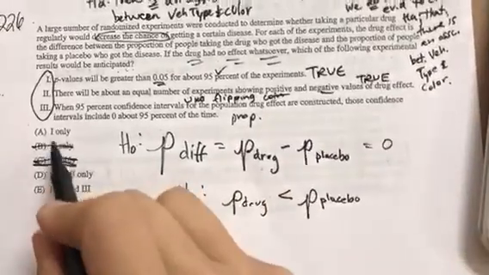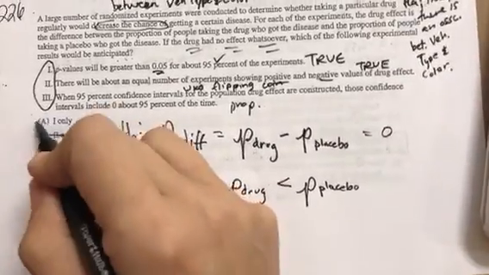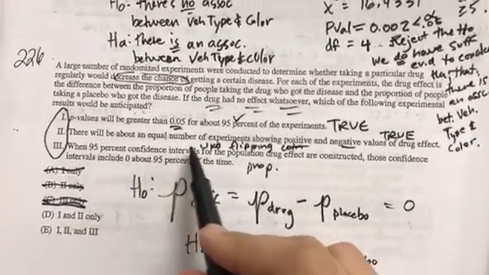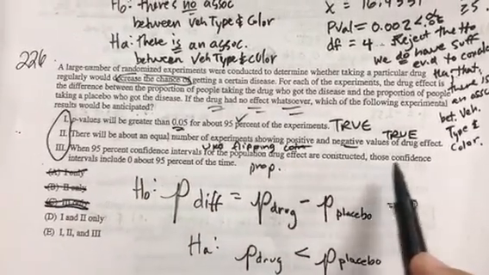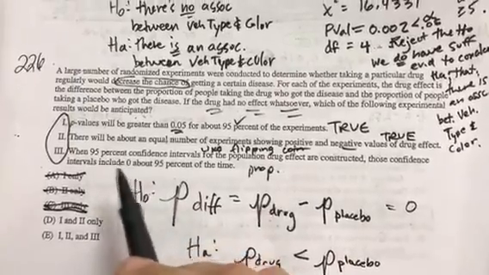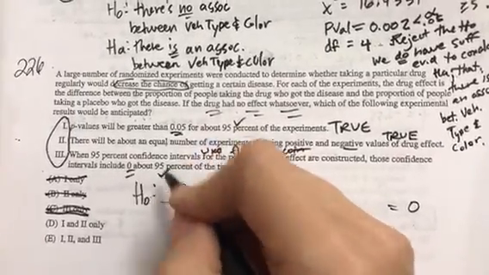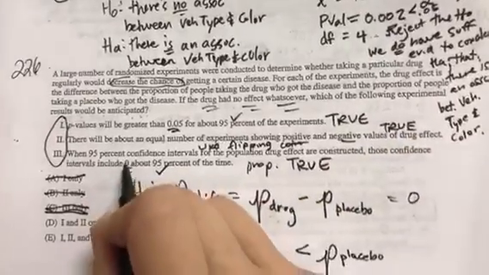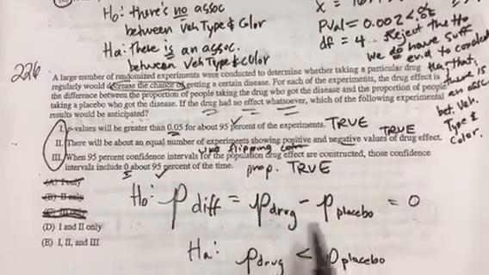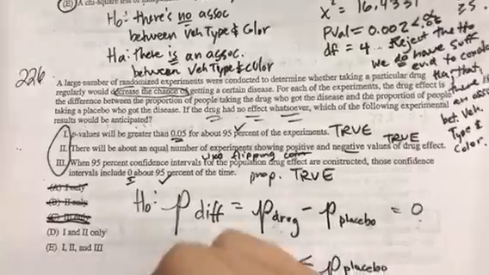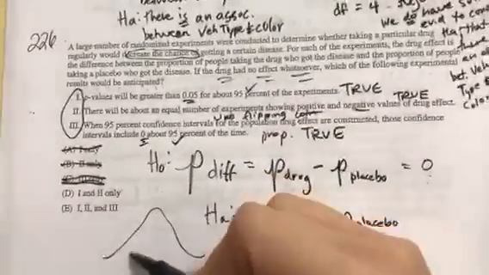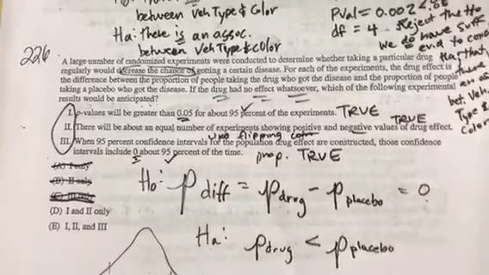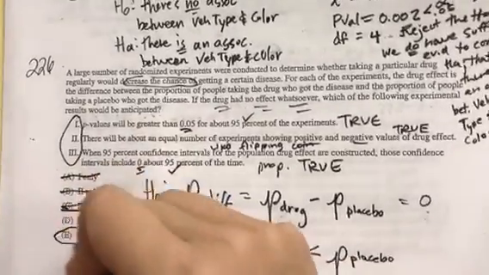So you know that 1 and 2 are true. So now you've narrowed it down to E. When 95% of the confidence interval is constructed, those confidence intervals would include a 0 95% of the time, and that would be absolutely true as well. If the true difference between these two is absolutely nothing, then if we created a confidence interval, 0 should be in here 95% of the time. And so I'm going to select E.